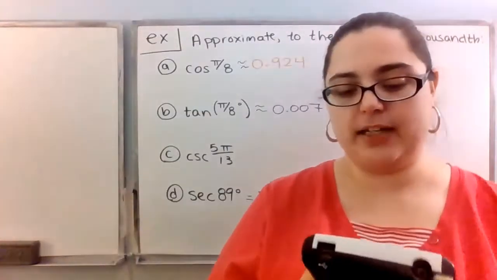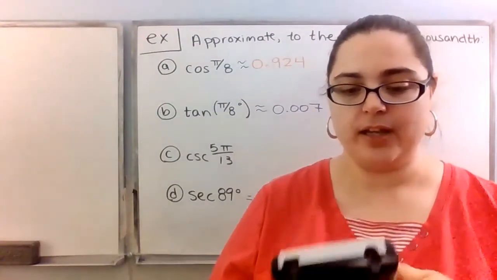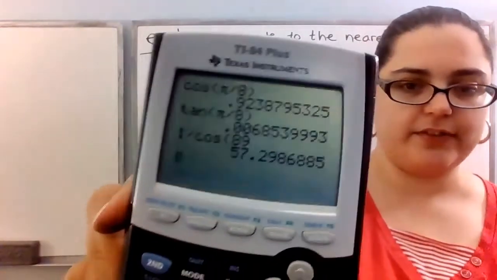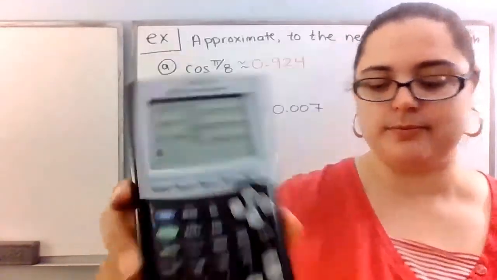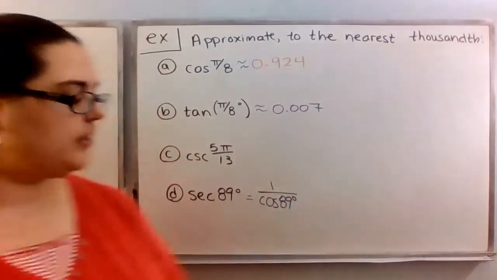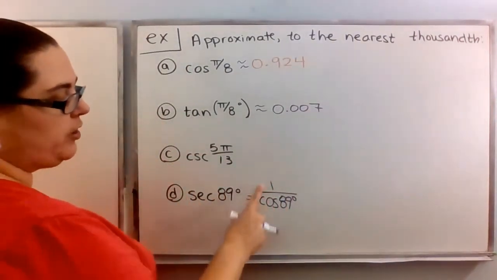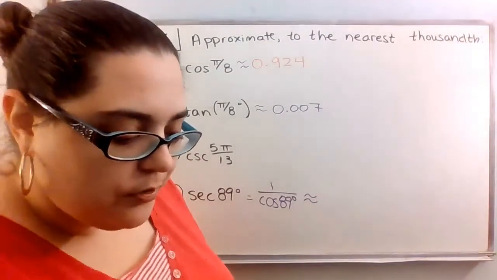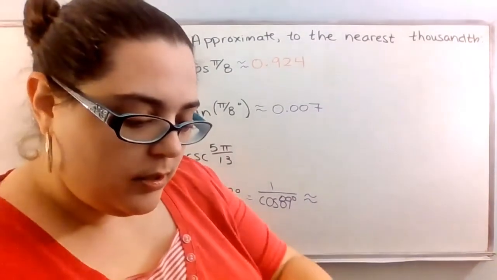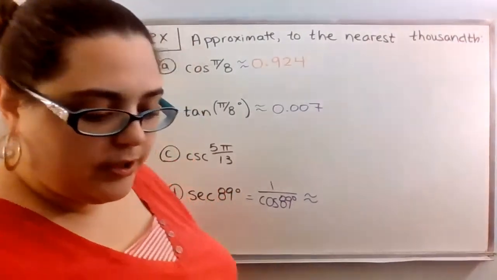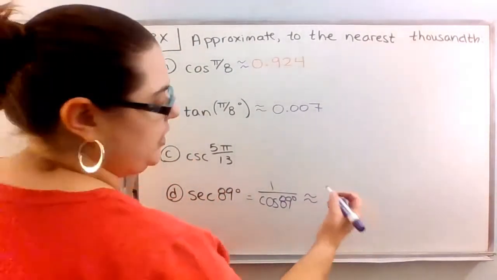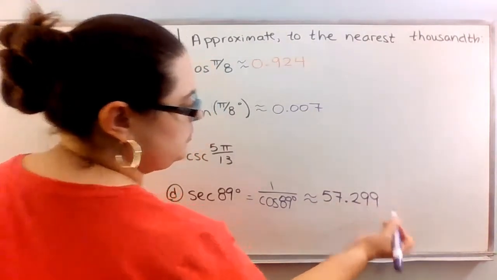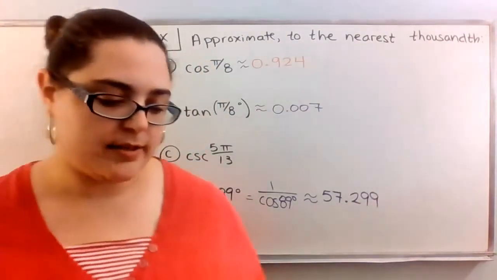And now I'm going to type in 89 because that's my angle. And I get a big number, 57.297. That's what I'm getting. So secant of 89 degrees is 1 over cosine of 89 degrees, which is approximately equal to 57.299. I misread that earlier. I apologize. 57.299. That 8's going to round to a 9.